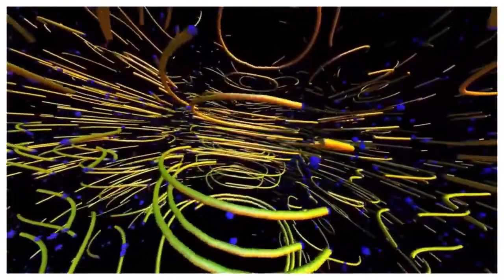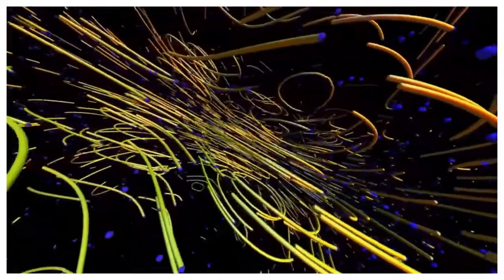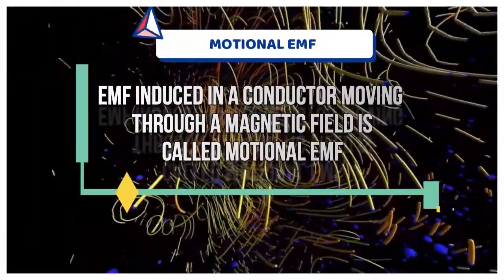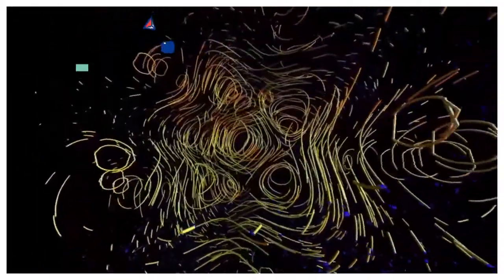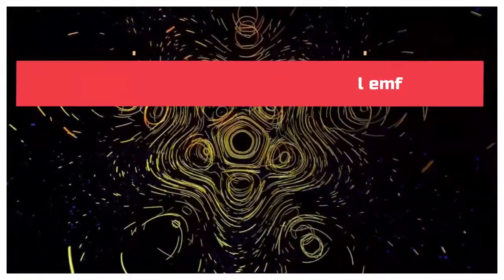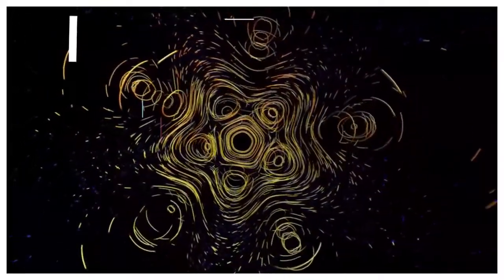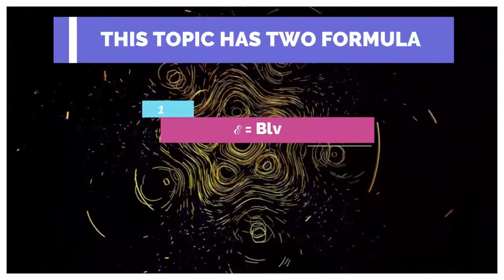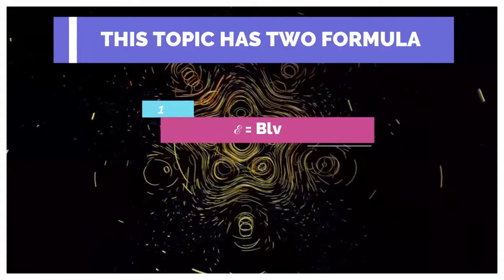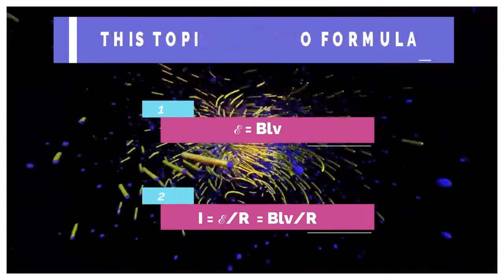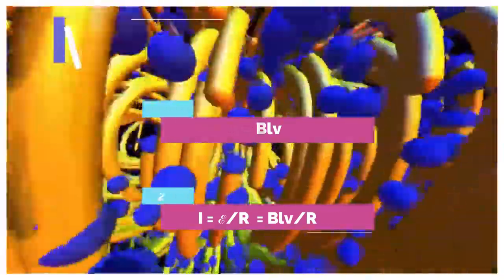Easy. So finally we go to our last subtopic, motional EMF. EMF induced in a conductor moving through a magnetic field is called motional EMF. This topic has different formulas. The first formula is EMF equals magnetic field times length times velocity. The second formula, for the induced current, is induced current equals EMF over R, which equals magnetic field times length times velocity over resistance.